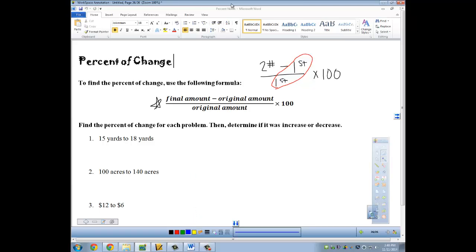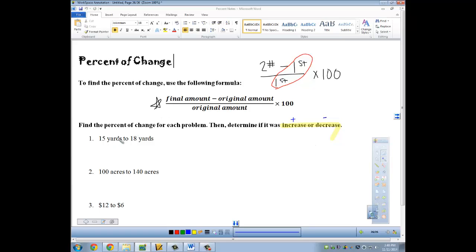It says to find the percent of change, so that's what we're doing. We're finding the change that's happening and putting it into a percent form. And then we're going to determine if it was increase or decrease. So if your answer is positive, it is increase. If your answer is negative, it's a decrease. We don't write negative percents, so that's why we use increase or decrease. So we will see examples like that.